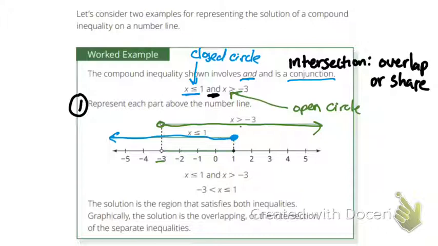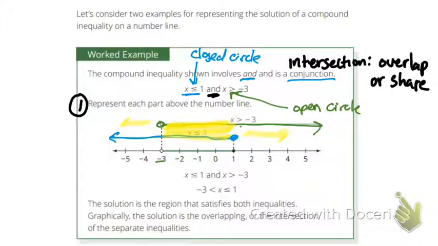Well, since this is an intersection, we're looking at where they overlap. So where do they overlap? They overlap in this portion right here. See how they overlap there? And then after we go more left to -3, it's just the blue line. And when we go to the right of 1, then it's just the green line, right? They only overlap between -3 and 1.